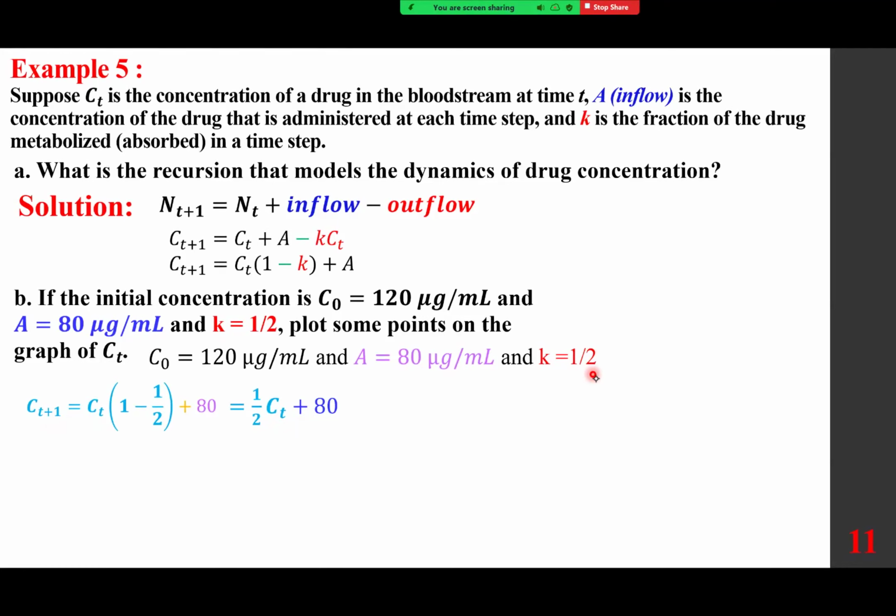And so remember, this is C sub 0. By the way, when it comes to patients, normally C sub 0 is 0. I want you to know that. Now, what is C sub 1? According to this formula, C sub 1 is half of C sub 0 plus 80. If you set t equal to 0, half of C sub 0 plus 80. So half of 120, which is 60, plus 80, makes it 140.